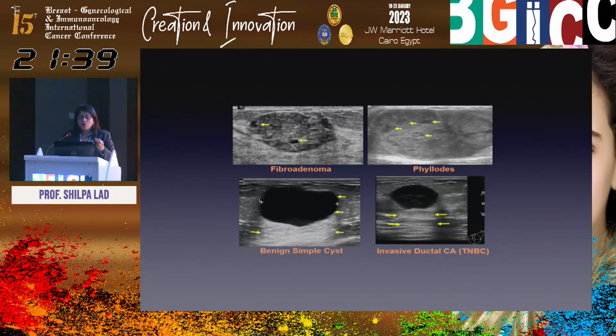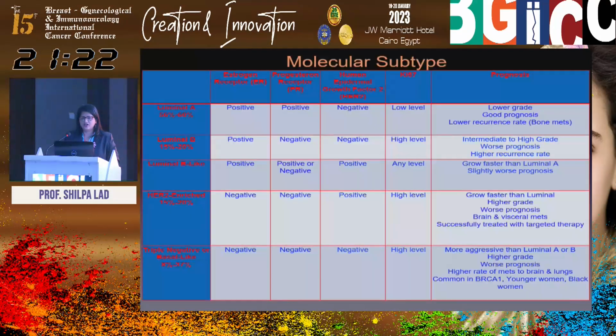So the older rules, like a long time back when we were in med school, they used to teach us that posterior through transmission and circumscribed oval masses are benign lesions. That is not true anymore. Neither oval masses nor posterior through transmission is a confirmation of benignity, okay?